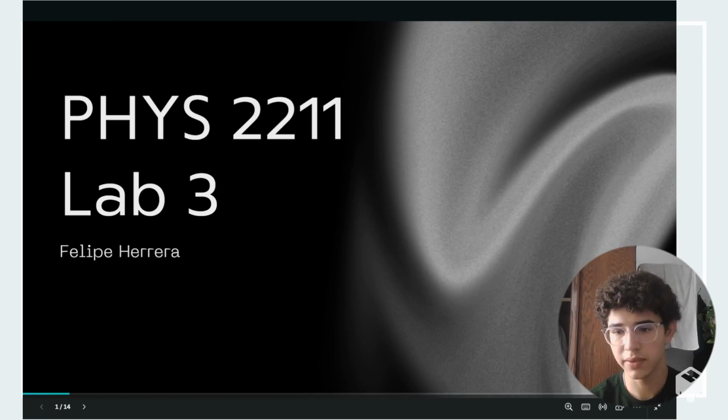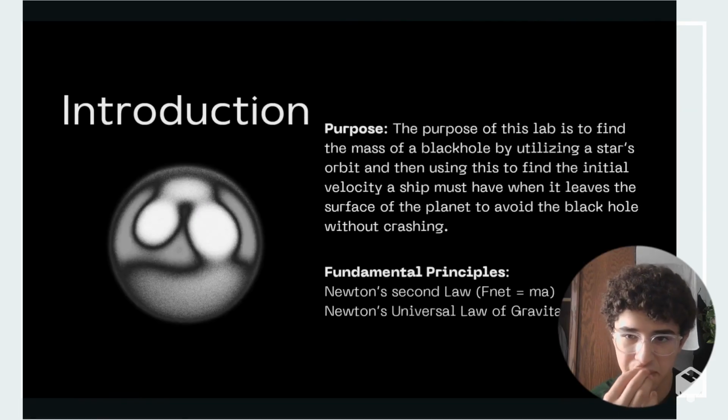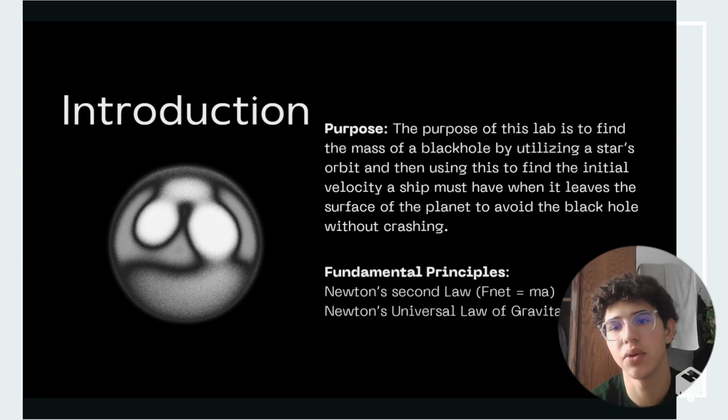So, hello, my name is Felipe Herrera, and this is my Physics 2211 Lab 3. Introduction. The purpose of this lab is to find the mass of a black hole by utilizing a star's orbit, and then using this to find the initial velocity a ship must have when it leaves the surface of the planet to avoid the black hole without crashing.